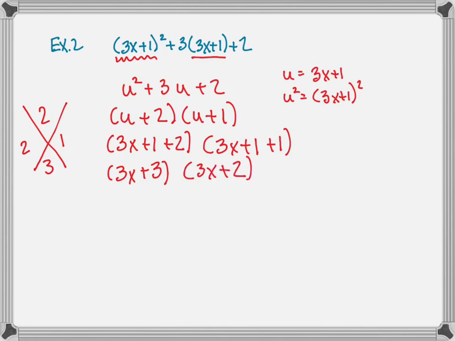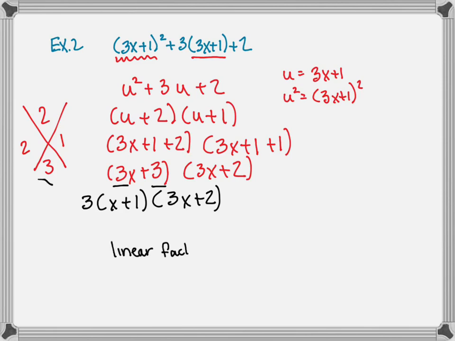Can anything be factored further? Yes, I have a GCF in this first binomial expression. I can factor out a 3, and then 3x divided by 3 is x, and 3 divided by 3 is 1. And then 3x plus 2 does not factor further, so we bring it down. So now we factored example 2 to 3 times x plus 1 times 3x plus 2. And we have two linear factors, the x plus 1 and the 3x plus 2.